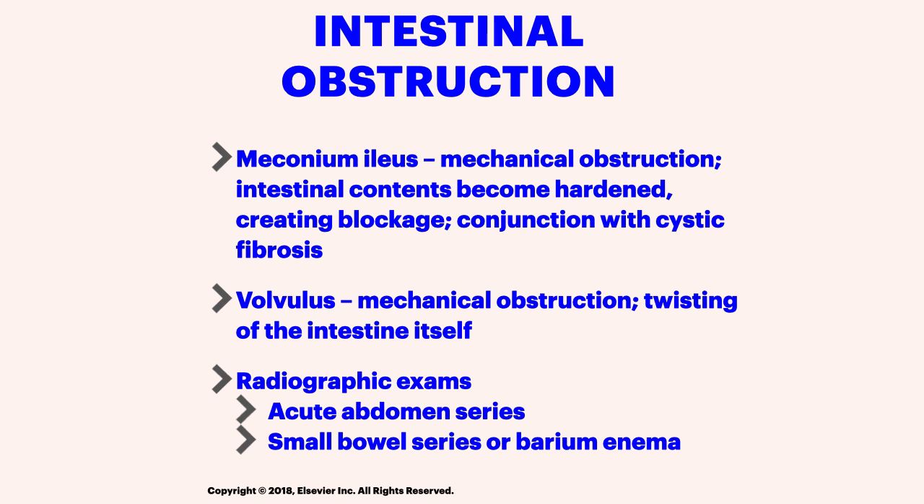Meconium ileus, mechanical obstruction. Intestinal contents become hardened, creating blockage, in conjunction with cystic fibrosis. A volvulus, mechanical obstruction, twisting of the intestine itself. X-rays are going to include an acute abdomen series and a small bowel series or barium enema.